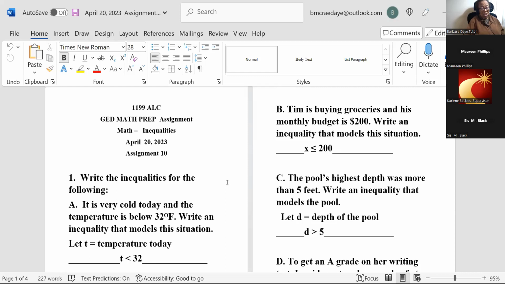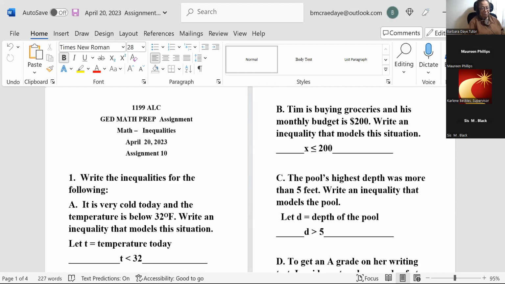Maureen put T less than. That's the less than symbol. And we gave you the variable T, which is the temperature today. So T lower than 32 means T is less than 32.